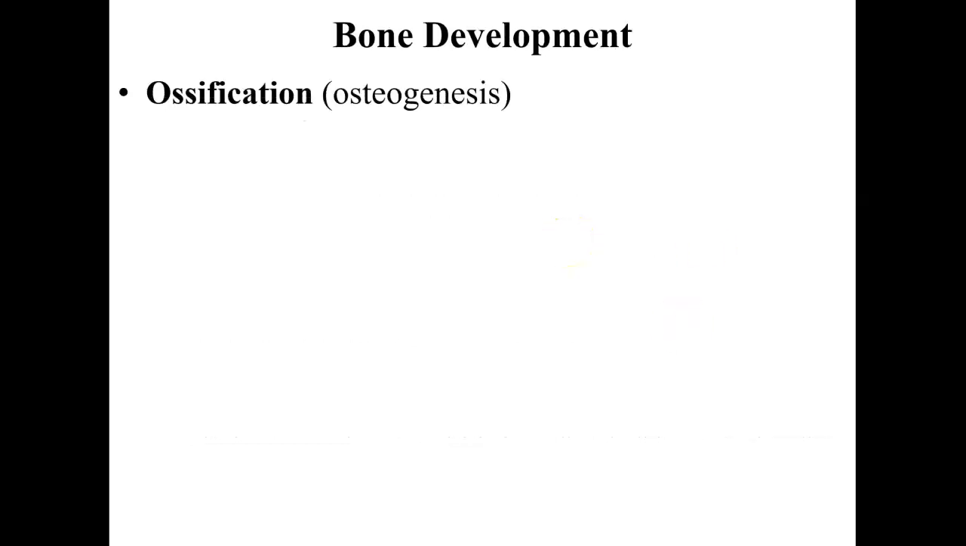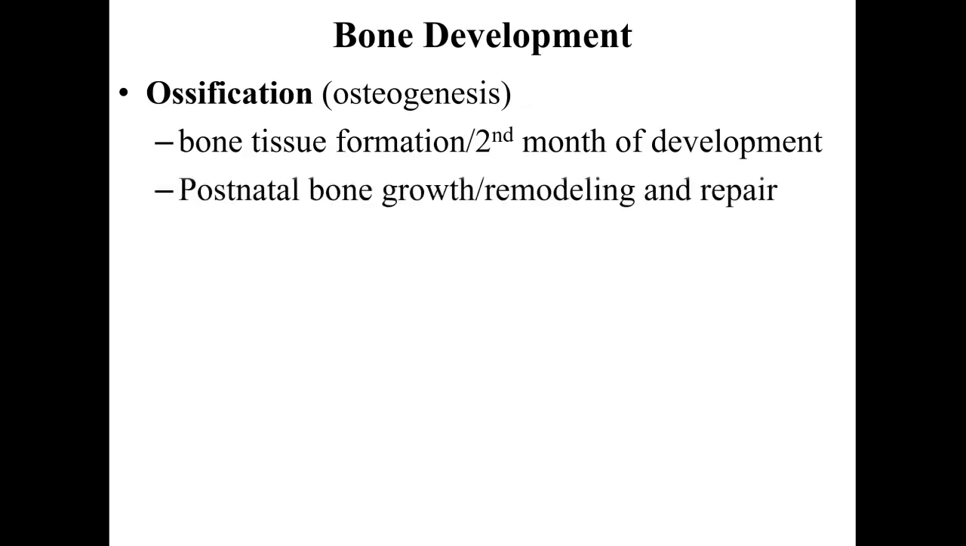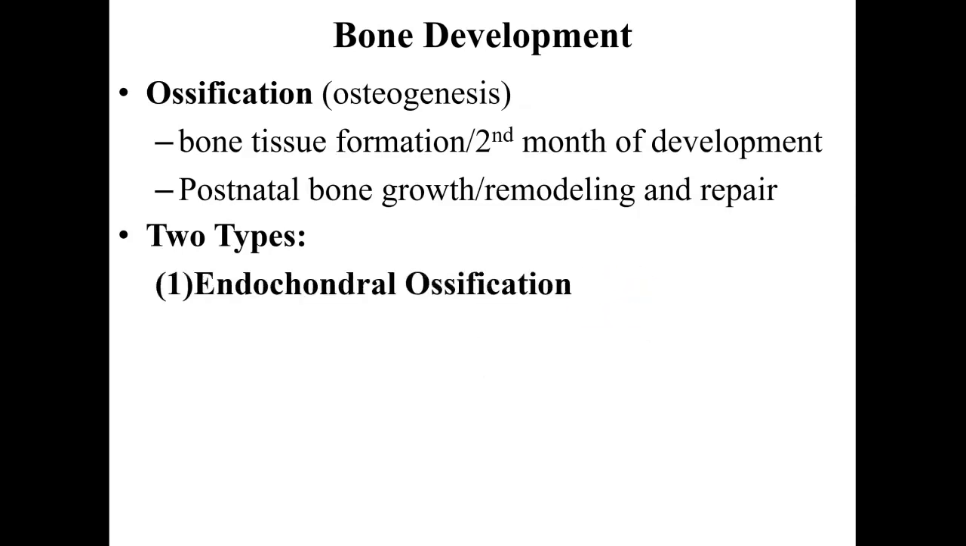So when bone development occurs, you're going to have something known as ossification, or often referred to as osteogenesis. Bone tissue formation begins at around 2 months of development. And so postnatal bone growth and remodeling repair are going to be very common. These are going to be things that the body will continue to do throughout the person's life. And we're going to talk about 2 specific types of bone development.